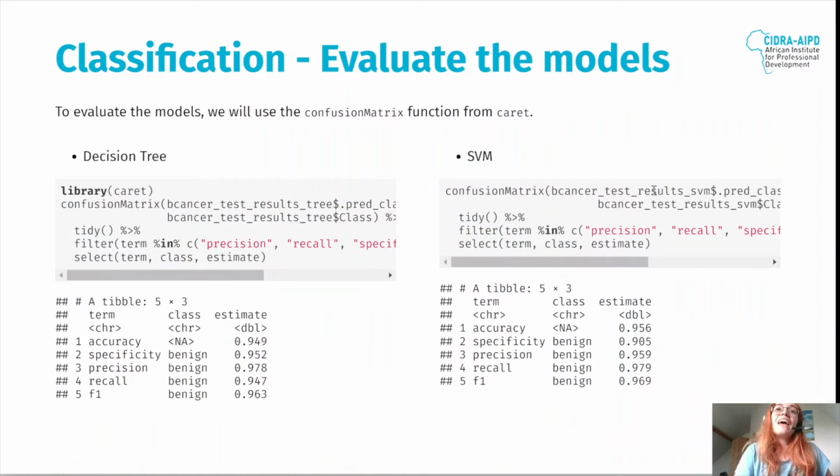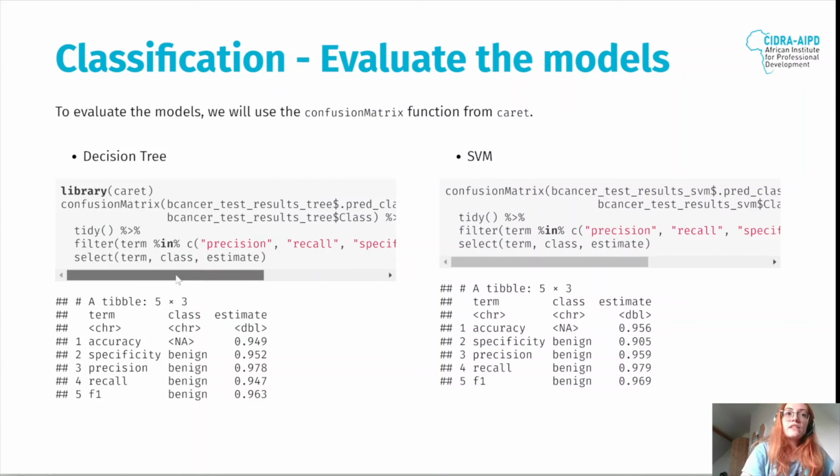metrics next. To evaluate the models, I'm using the function confusion matrix from the library caret. So install that package as well to have access to this function. And what I need to pass, this is for the decision tree, and this is the result for the SVM.